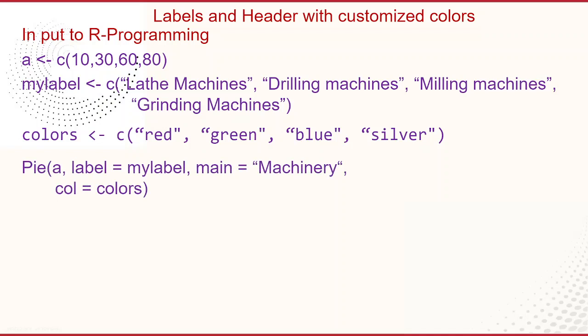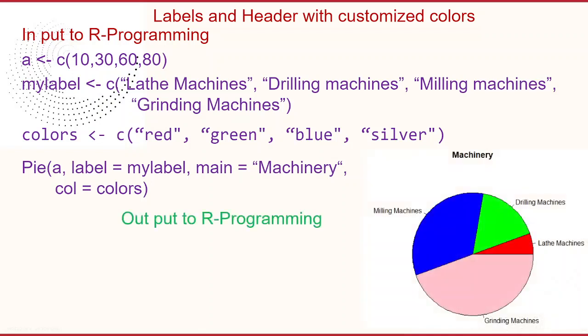Now pie A comma label is equal to my label, main is equal to machinery, col is equal to colors. Then we can go for the output of the R programming. So the colors will be displayed. The machinery, that is lathe machines, drilling machines, milling machines, and grinding machines.